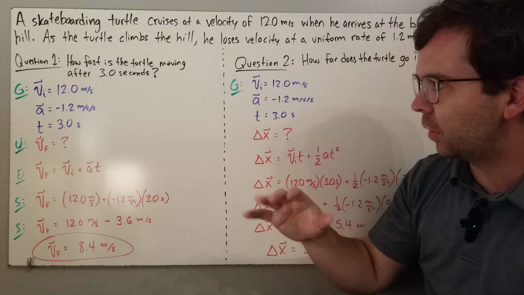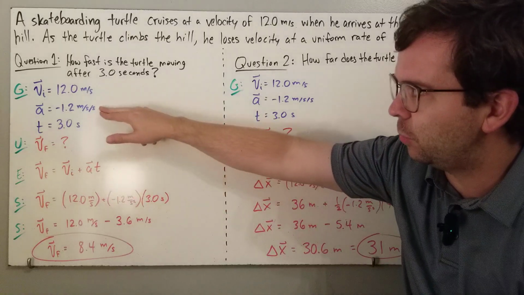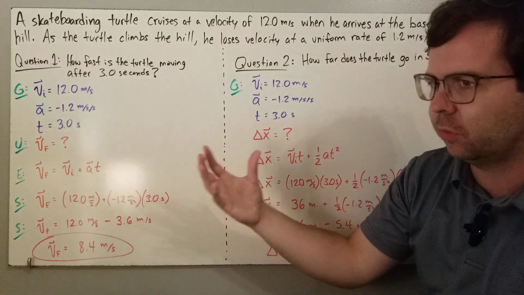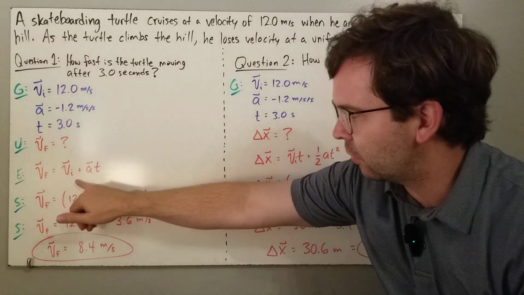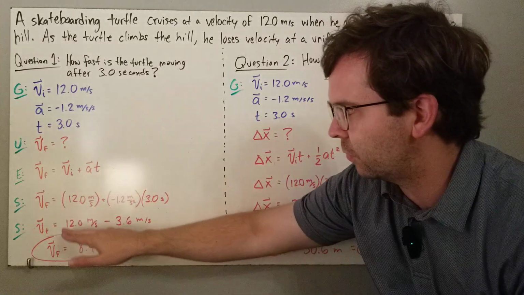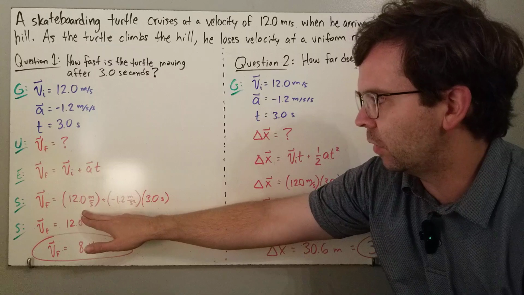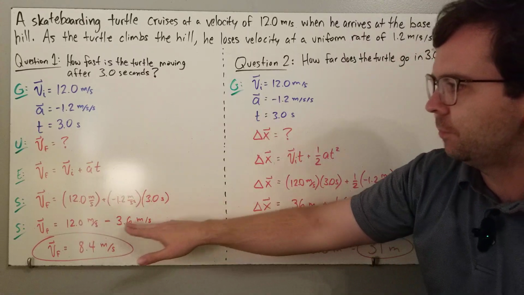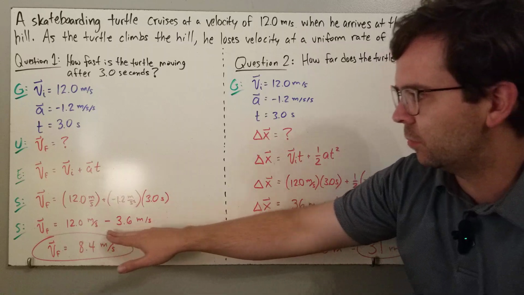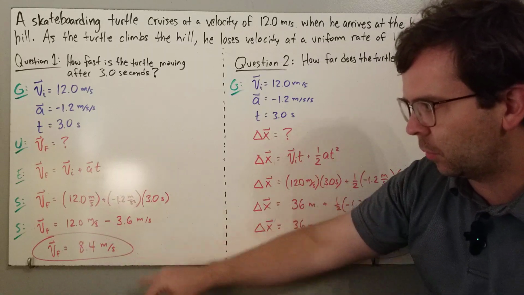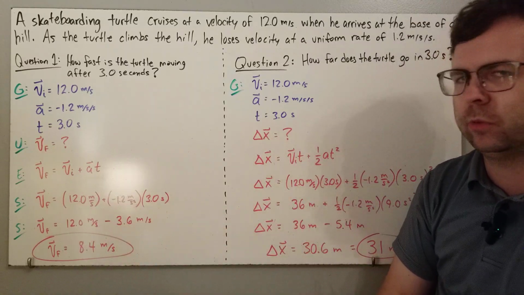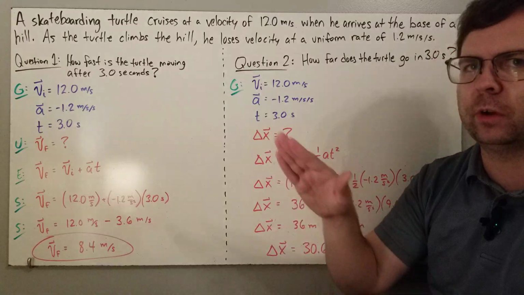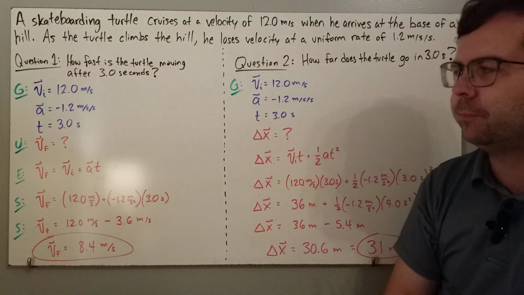So using an equation, we're going to pick an equation that has these pieces in it. We're going to try to solve the puzzle here by finding the right pieces that fit into this equation. We have all 3 of these pieces, so that'll give us our final velocity. Initial velocity plus negative 1.2 times 3. So we subtract that, 12 minus 3.6, 8.4 meters per second is how fast the turtle's going. That makes sense. He's slowing down. He started at 12. He's starting to go up the hill, so he's slowing down.